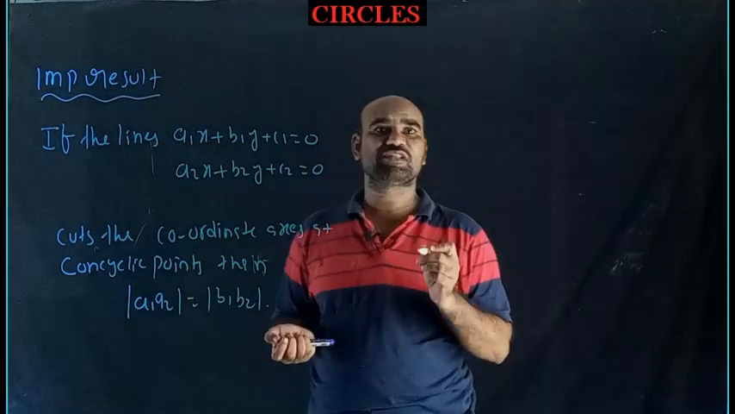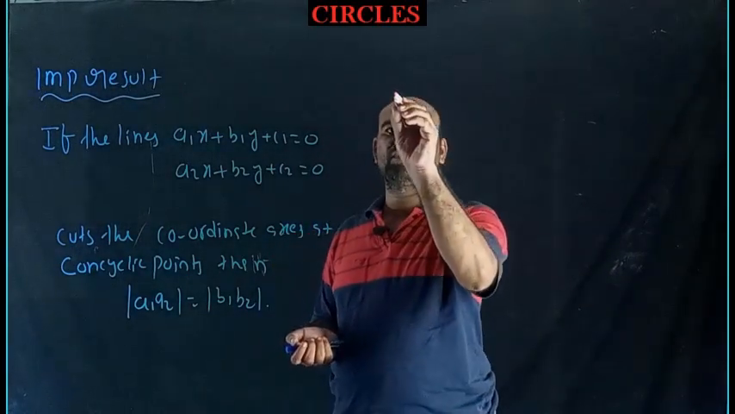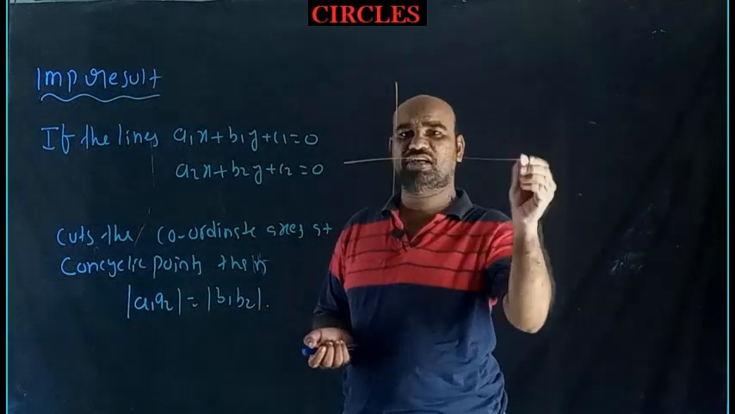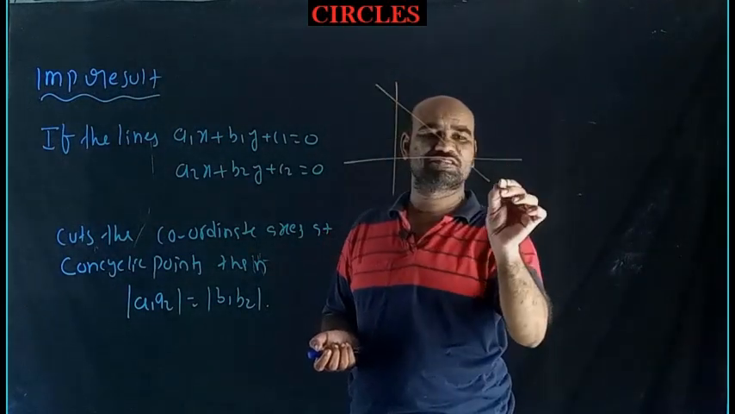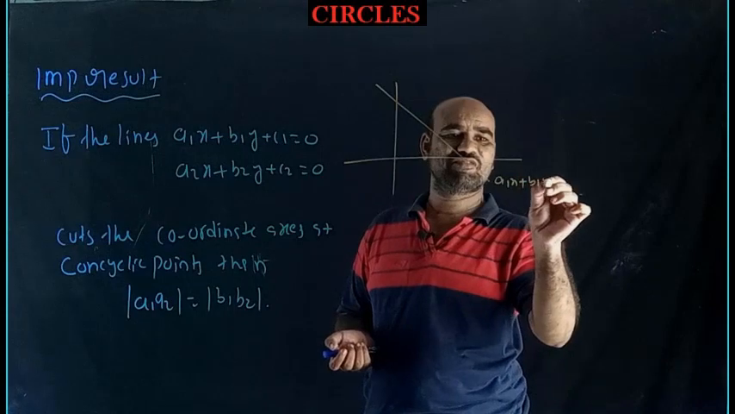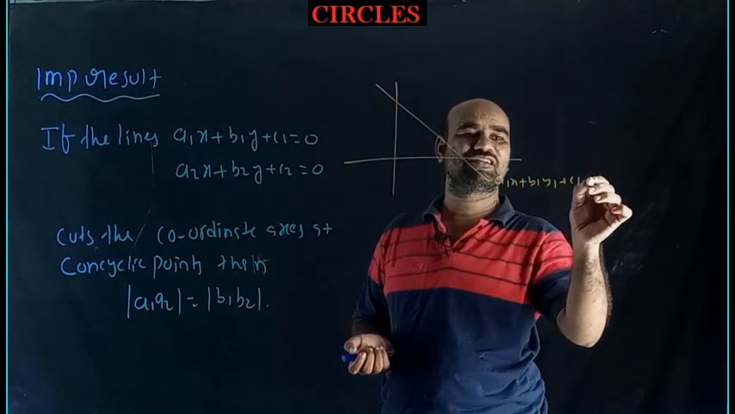So first of all, I want to explain the meaning of the problem. This is the coordinate axes. This is one of the lines, say a1x plus b1y plus c1 equal to 0.